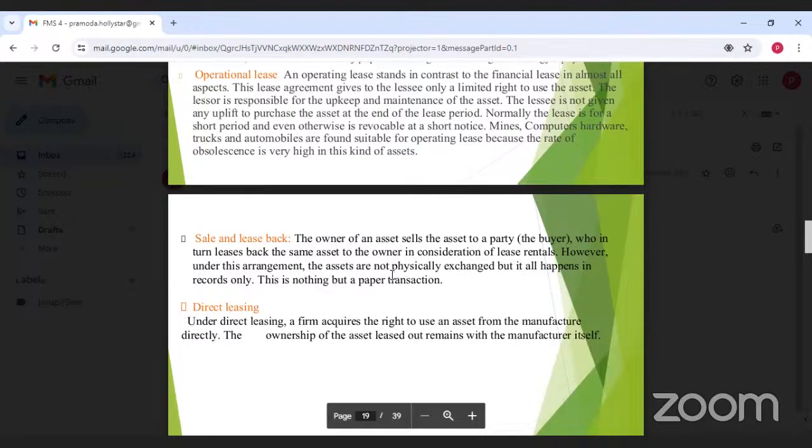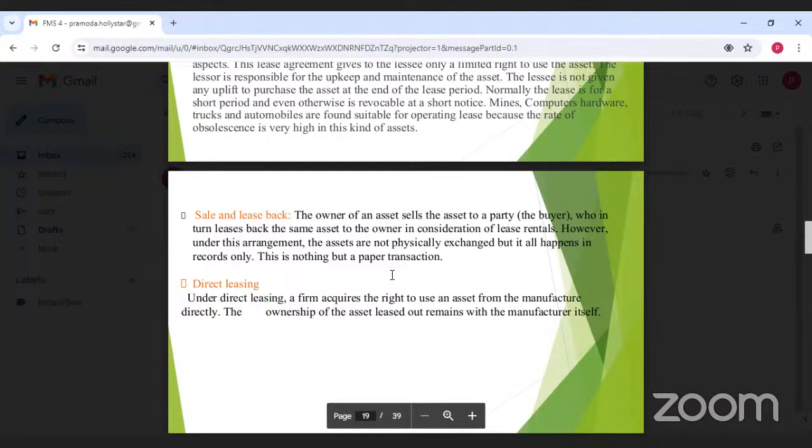Now, the next category is sale and lease back. Bharti is in need of the asset. Nagamani is in need of money. So Bharti approached Nagamani for lease. But Nagamani's version is she doesn't want to lease because she needs a huge amount as of now.